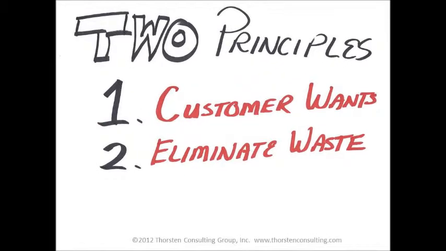The second principle is the relentless identification and elimination of waste. All of our organizations have considerable amounts of wasteful processes and procedures built into our daily operations. An organization concerned with becoming lean will identify wasteful practices and eliminate them.